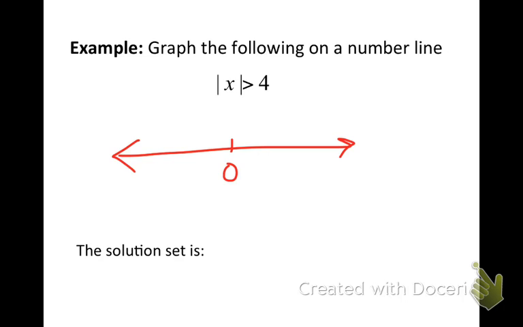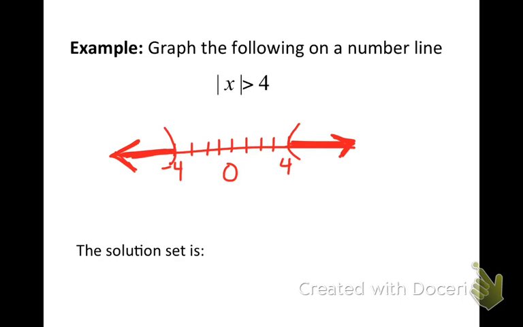So are we going to put a parenthesis or a bracket at 4? Parenthesis. Good. So let's go ahead and put 4 out there. Now we're going to put a parenthesis, and everything beyond that is a solution. But remember, negative 4 was also 4 units away from 0. So now I'm going to go over to negative 4. I'm not going to include it, but everything in that direction is also going to be more than 4 units away, right? Is everybody with me so far?